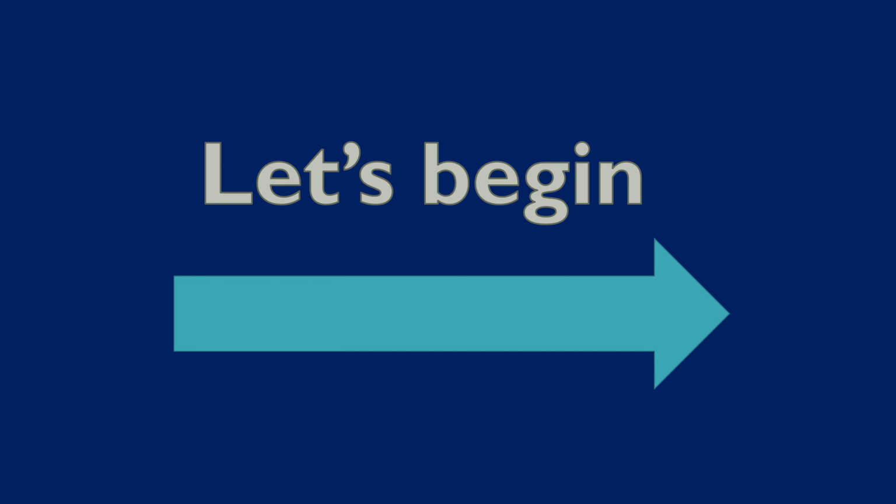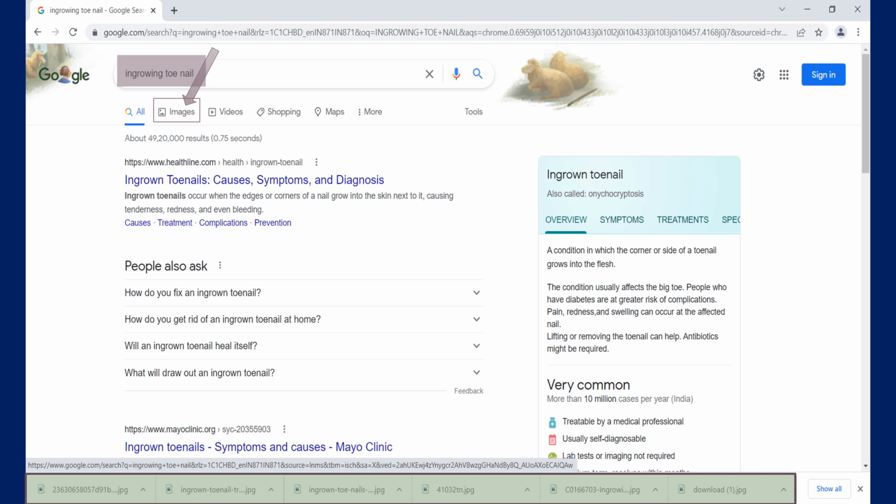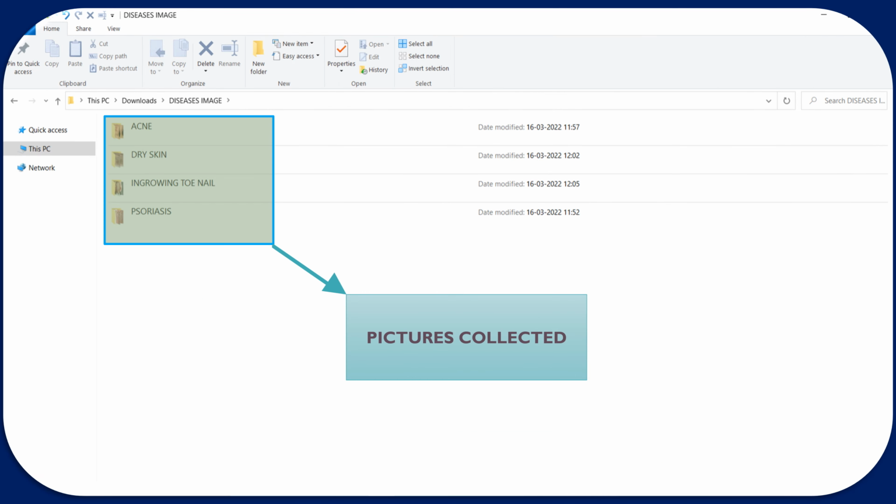Let's begin. First step, collecting sample pictures of the diseases from Google and saving them to be fed to the machine for training the model. The source is Google Images. Since this is a sample model, we have included only 4 diseases, namely acne, dry skin, ingrowing toenail, and psoriasis. Collecting the images and downloading them from Google Images. Collecting and saving all the required pictures and giving them proper tags.